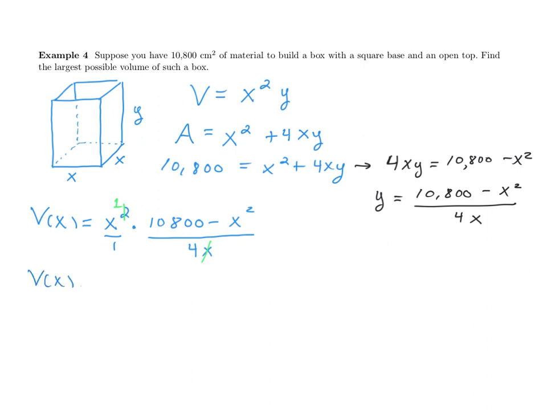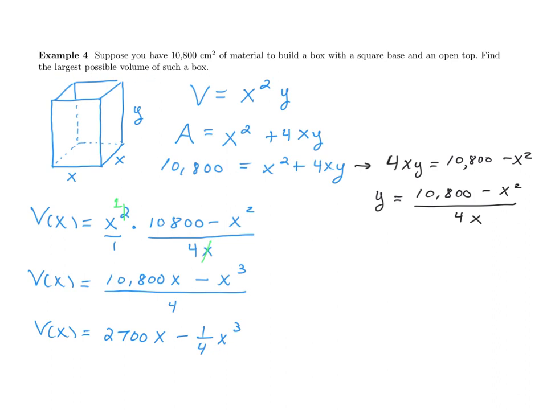So volume is 10,800 times x minus x cubed, all divided by 4. And I can also split this up into two fractions. Volume is equal to, I believe 4 goes into 10,800. I think, let's see, 10,800 divided by 4 is 2,700. So we get 2,700x minus 1/4 x cubed. This is the function that we'd like to, in this case, maximize, largest possible volume.